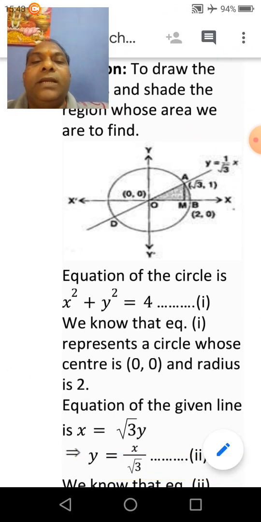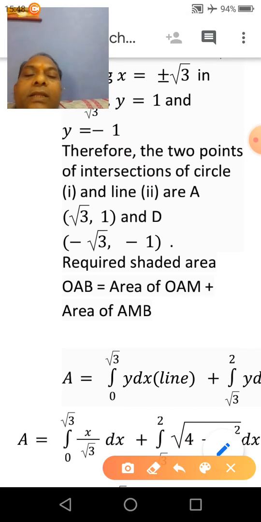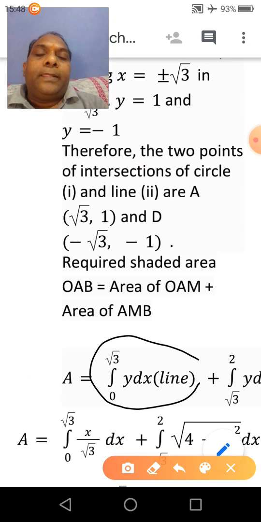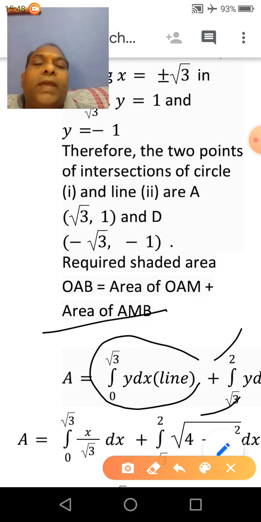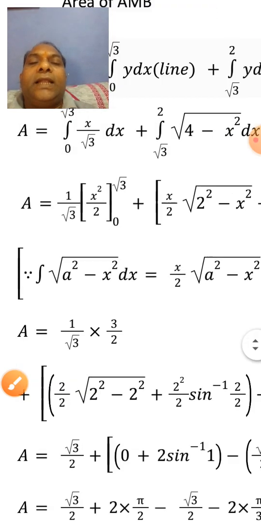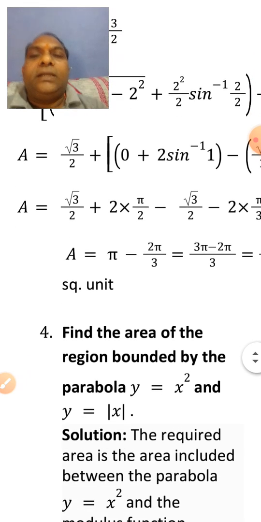You can find area of OAM as integration 0 to root 3 of y dx, and you have to put the value of y in terms of x from the equation of the line. Area of AMB will be integration root 3 to 2 of y dx. Here put the value of y from the equation of the circle in terms of x, and then integrate and apply the limits. Then you can find the area of the shaded region. Clear?